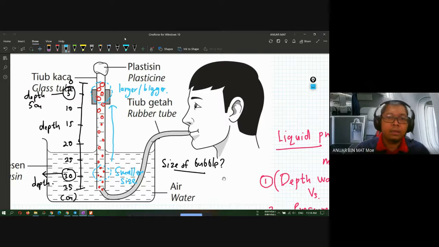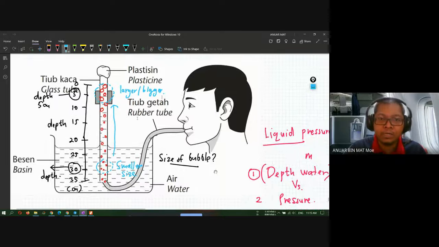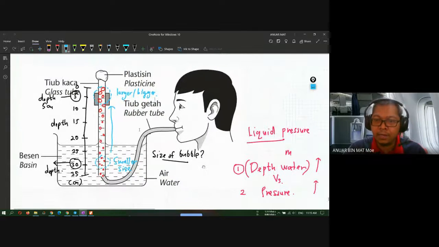Okay. What caused the size of the bubble to become larger as it goes up? What caused the bubble to become bigger? What do you think? Pressure. Because of the pressure. Okay, because of the pressure.